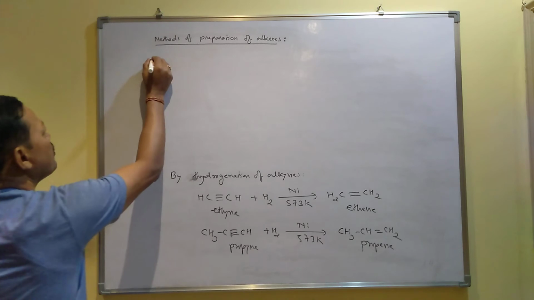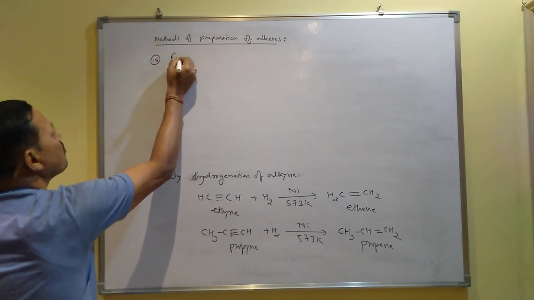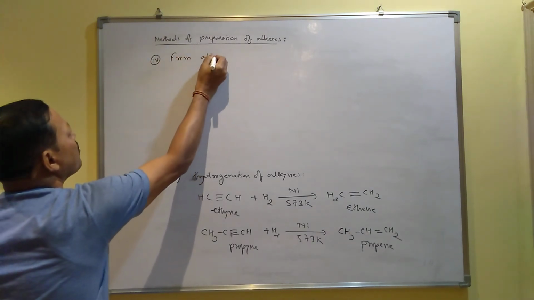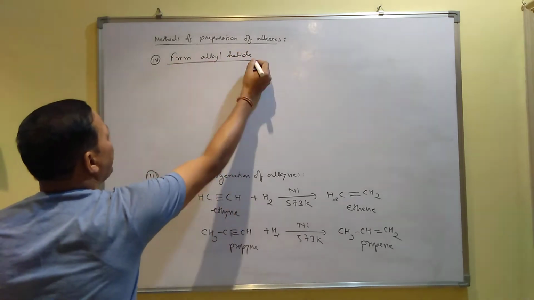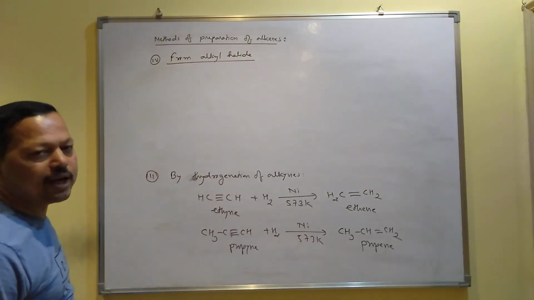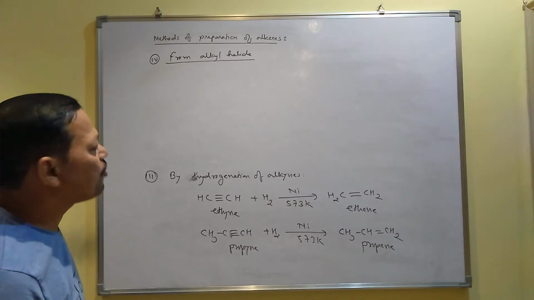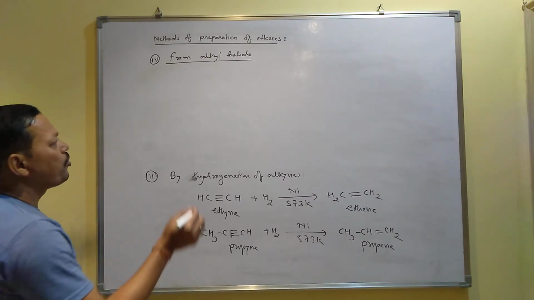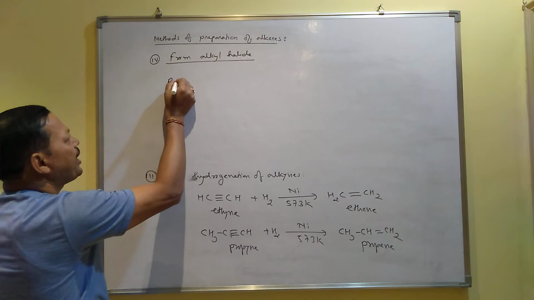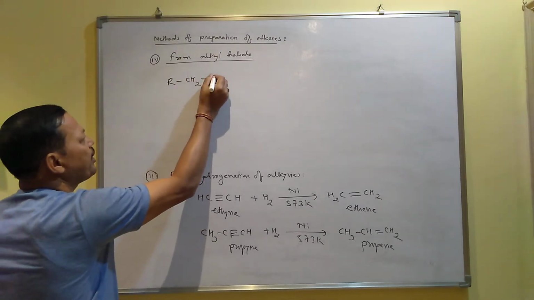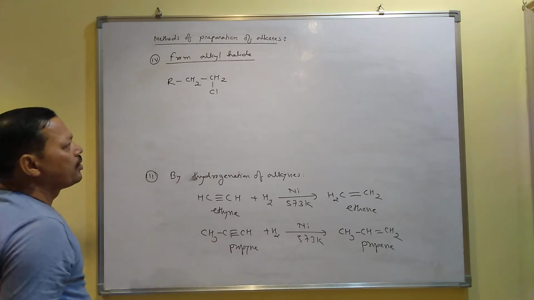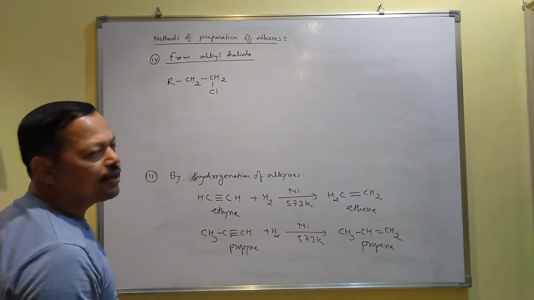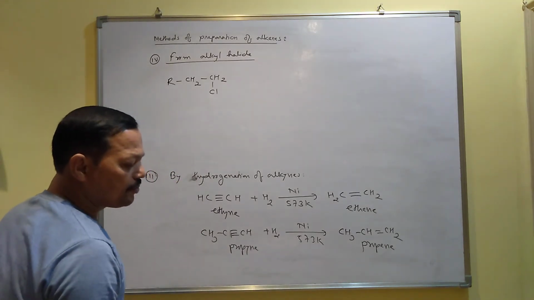Number 4 method, from alkyl halide. Alkyl halide means when halogen is present with alkane, then it is called alkyl halide. For example, this is one of the alkane, the general formula of alkane, which contains one halogen like this. This is called alkyl halide, or it is also called haloalkane.